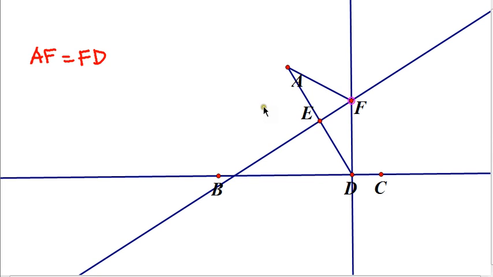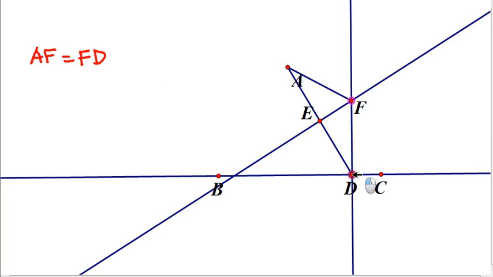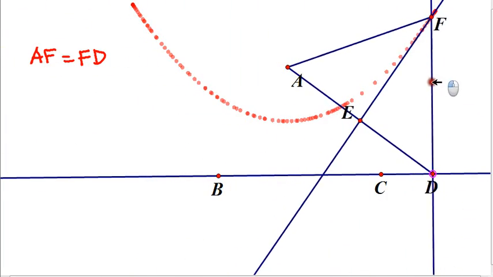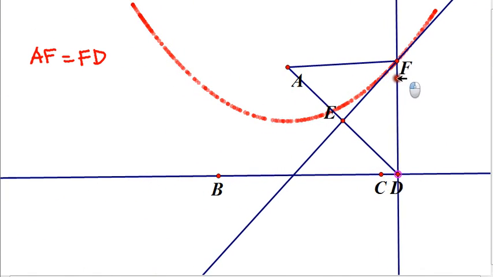Let us find the locus of F, that is the trace of F, under the condition that D moves on BC. So we find the red curve is described as the parabola.